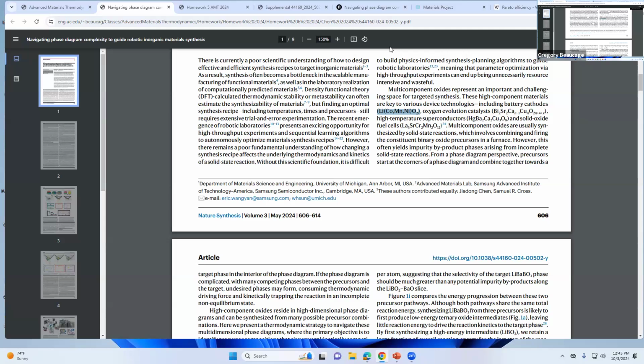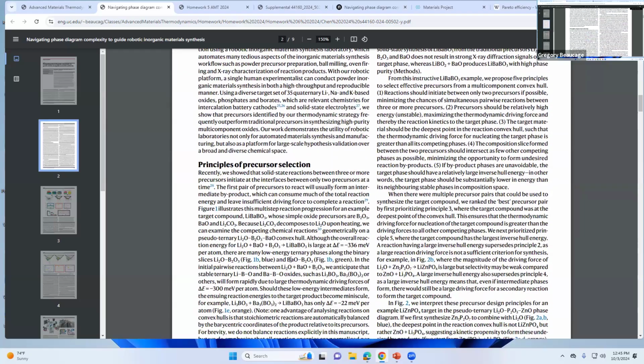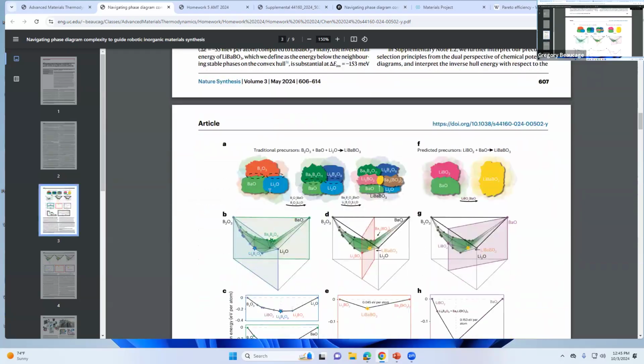Because of that, and because it's a complicated space, in this paper they just talk about ternary mixtures. So they have 3 oxides that they mix, like boron oxide, barium oxide, and lithium oxide. You can buy those powders and then mix them together.